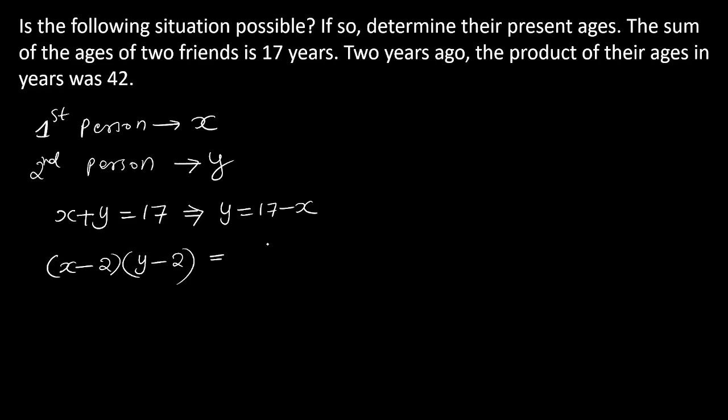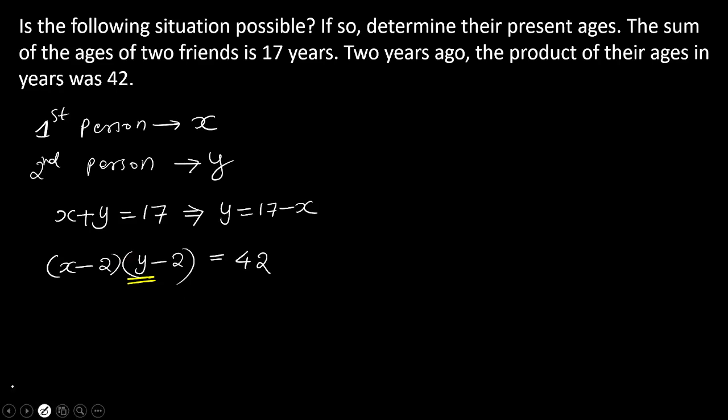The product of the ages is what? 42, right? Given in the question. 2 years ago, the product of ages is 42. So here, like the previous question, what is this y? The y is 17 minus x. So this y can be replaced by 17 minus x.